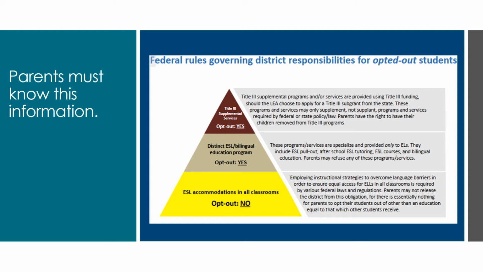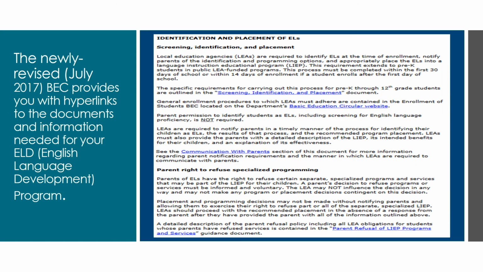This really explains it very well. For example, yes, they can opt out of Title III supplemental services, like after school programs. They can say, I don't want my child to participate in an after school program. They can actually opt out from the bilingual program or the English language development program. But all of these accommodations that are necessary for the students to learn have to be in place, and also the assessment at the end of the school year, in which you're going to find out what level of English language proficiency the student is.